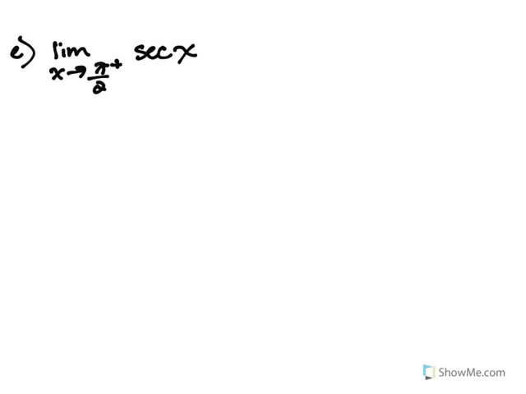The limit as x approaches pi over 2 from the right of secant x. Now, secant is 1 over cosine. And cosine of pi over 2 is 0. So I'm going to get a number over 0, which tells you what about this? It's a vertical asymptote. And honestly, it doesn't matter if I'm coming from the left or the right.